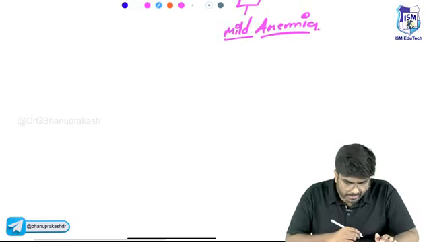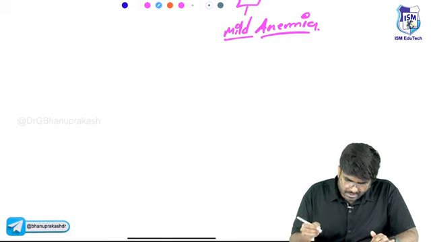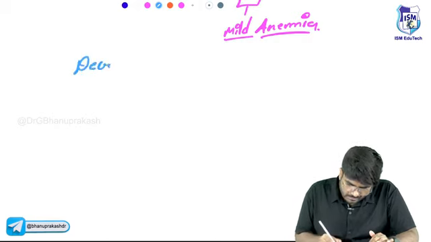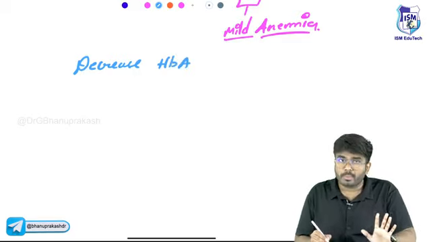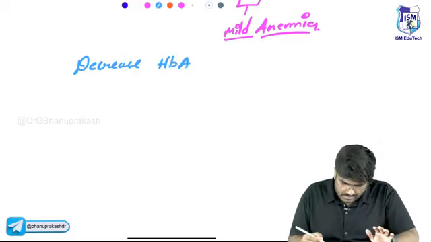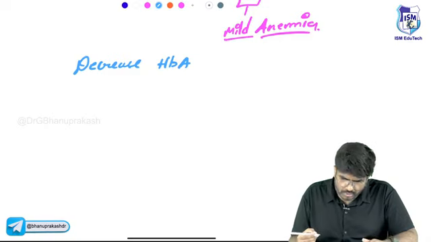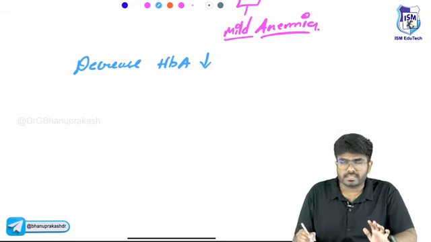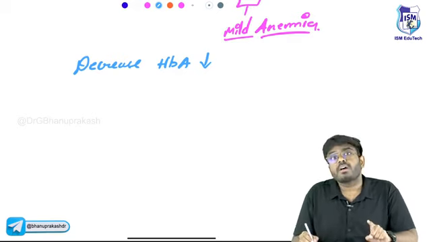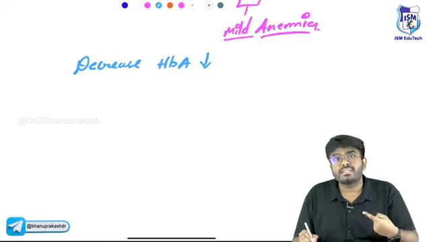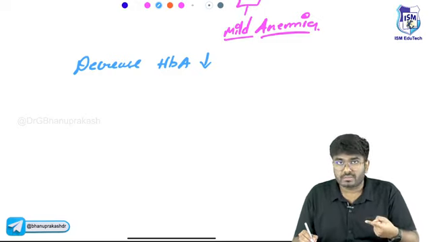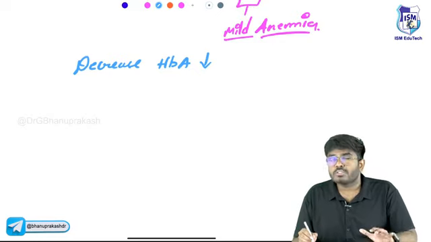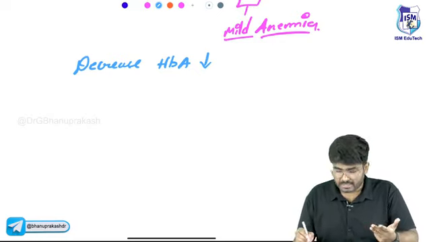In beta thalassemia minor, the patient is going to have decreased HbA, normal hemoglobin HbA. There is no doubt the HbA levels are going to decrease, slightly decrease, not much. But the other types of hemoglobins are going to rise as a compensatory action. One type of hemoglobin is deficient, so other types of hemoglobin are going to rise.